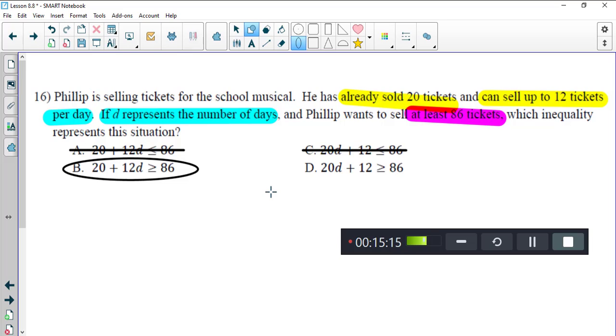All right, again, I'm going to skip over 17 and 18 in these guided notes. You've got enough to help you be successful on writing and solving multi-step inequalities.